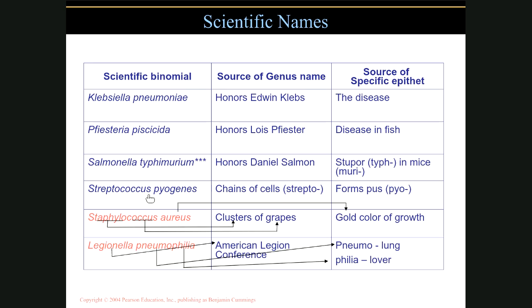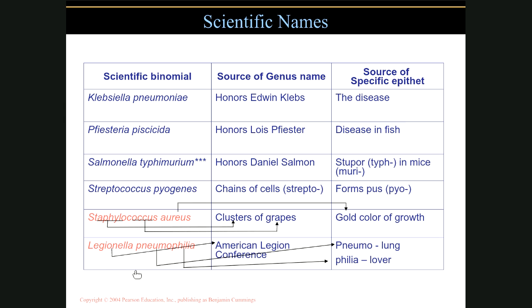Streptococcus pyogenes, so it's pyogenes, not genes. Of course, you know what streptococcus means, chains of grapes, and the pyogenes refers to pus forming. Staph aureus, again, you know clusters of grapes and the golden pigment.